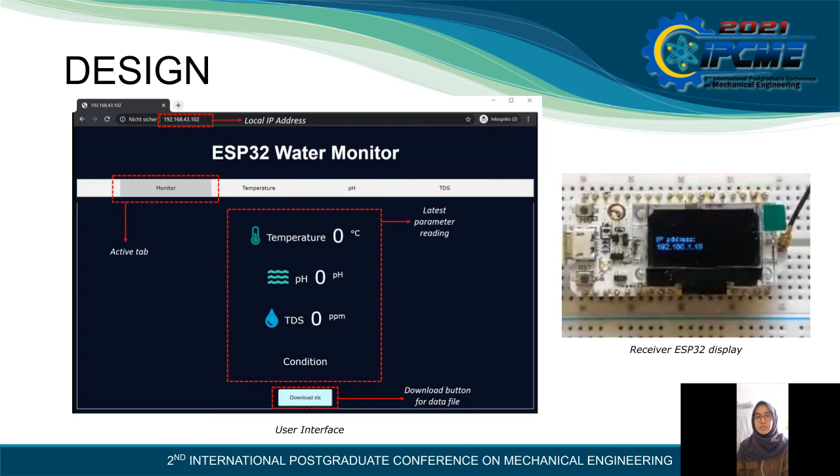You will come across the web browser here. This web browser acts as a user interface. As you can see here, the readings that should be seen are the latest reading obtained from the sender, and there's also a download button right there which allows users to download the entire history of data collected. There are also a couple of tabs available. Those tabs provide a visual graph of the readings.